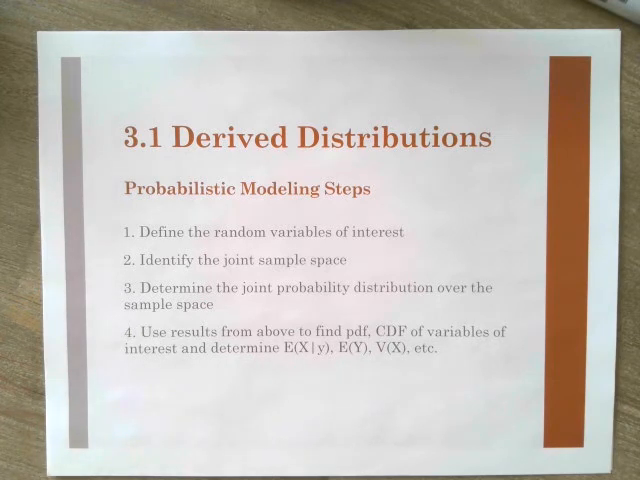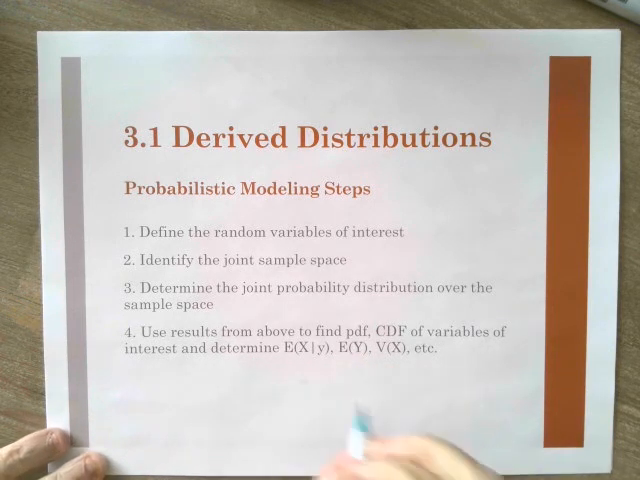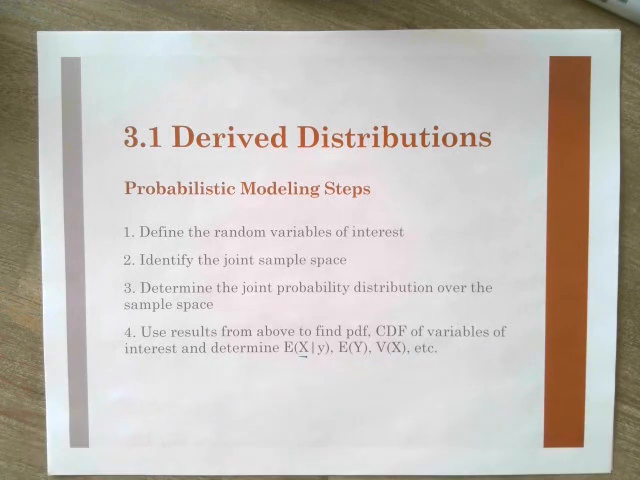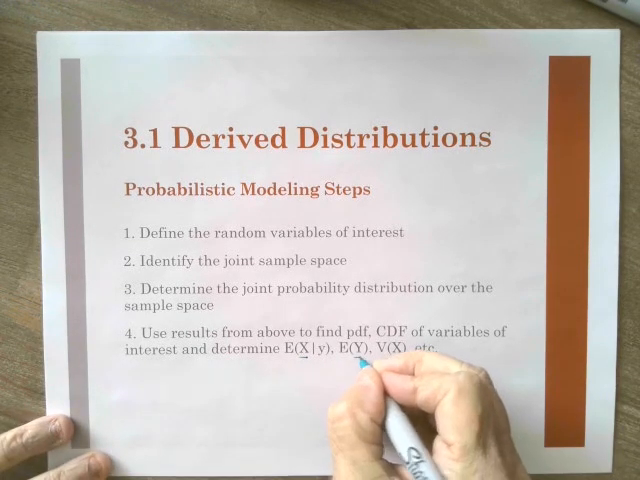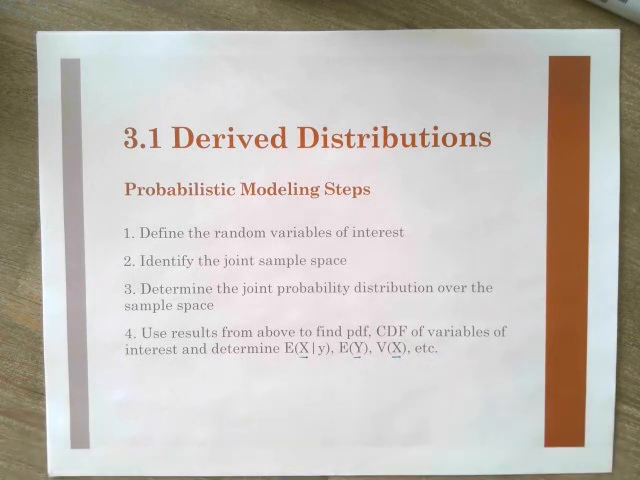Then we're going to identify, we're going to be working with joint probability density functions in this lecture, the joint sample space. Then we're going to determine the joint probability distribution over the sample space. And once we know what that is, we are going to determine the PDF, the CDF, and then anything else that we want. We could do, say, the expected value of some random variable x given a y value, or just the expected value of y, or the variance of x, and so on.